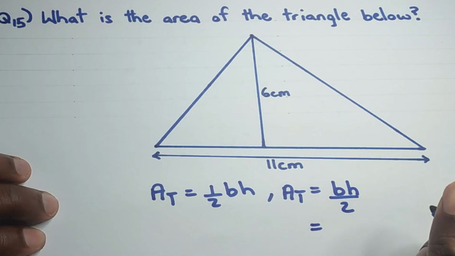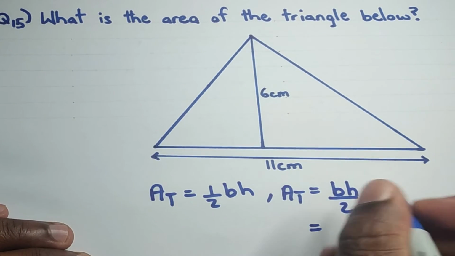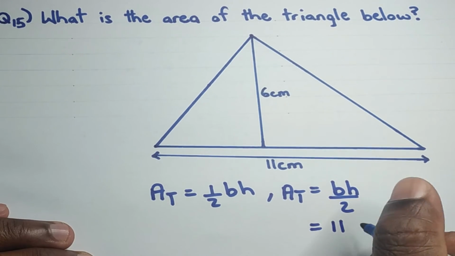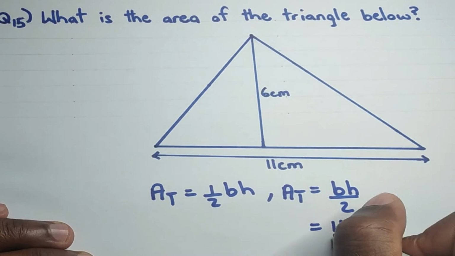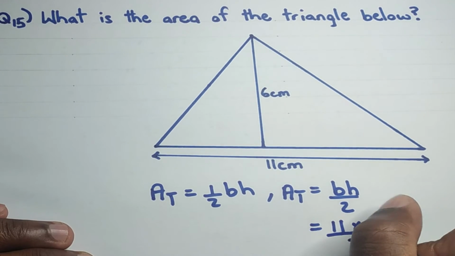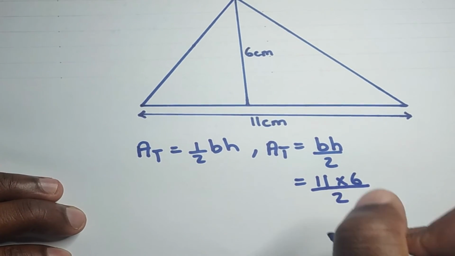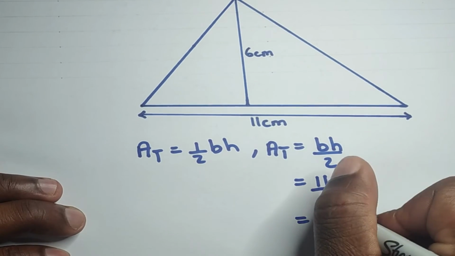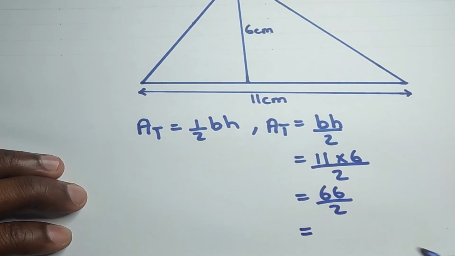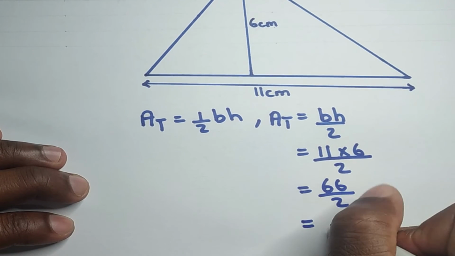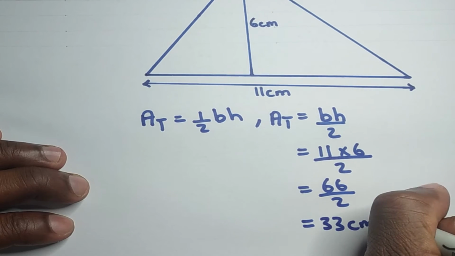So we use this one. Here we have the base, which is this line down here, 11 centimeters, times the height, which is 6, over 2. So how do we treat with this? 11 times 6, that's 66, over 2. What is 66 divided by 2? That's 33 centimeters squared.